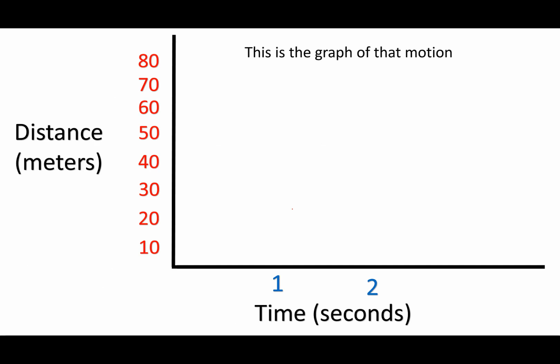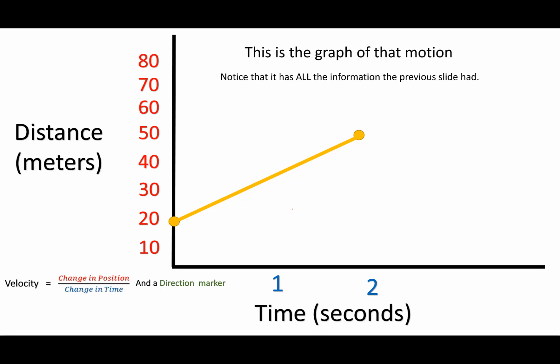But you won't always get a word problem. Sometimes you get a graph. It starts at the 20, and it ends at the 50. It takes 2 seconds. Now notice that this graph has exactly the same information that the previous slide had. I don't give you a word problem, I just give you a graph, but you can pull everything you need out of it. So the velocity is the change in position over the change in time. So I know at the end, it's going to be at the 50. At the beginning, it's at the 20. And the change in time is 2 seconds.